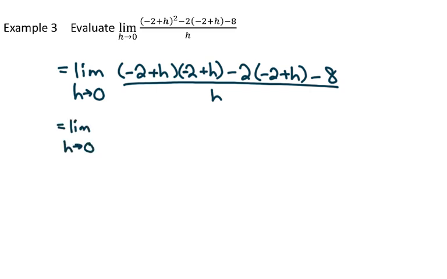So again, I'm putting limit h approaches 0 on every step until I substitute in for my final answer. I need to FOIL out these brackets here. So start off with negative 2 times negative 2. That is 4. Negative 2 times h, minus 2h. Going inside, h times negative 2, another negative 2h. And the last one's h times h, plus h squared.